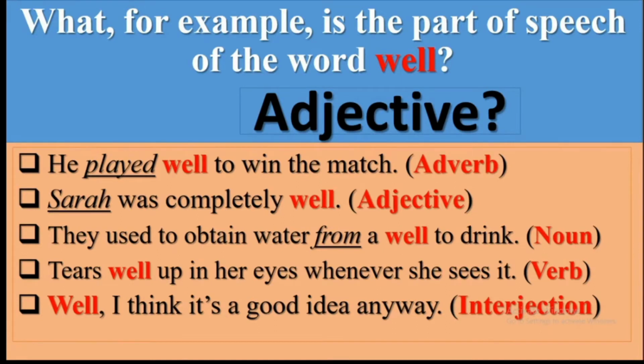That is, in the first sentence the word well is an adverb, in the second sentence it's an adjective, in the third sentence it's a noun, in the fourth sentence it's a verb, and in the fifth sentence it's an interjection. I will talk about later why this is identified as 5 different parts of speech.